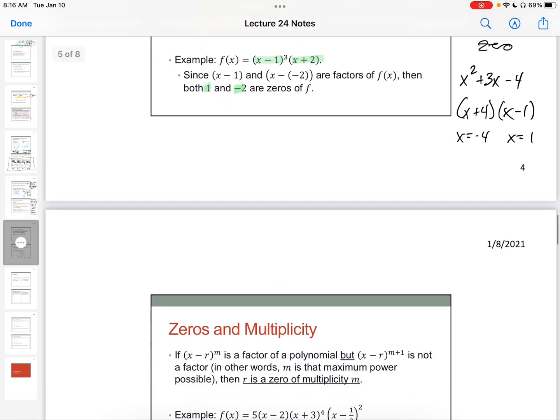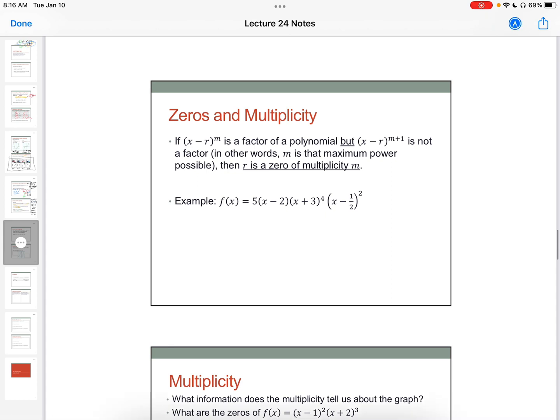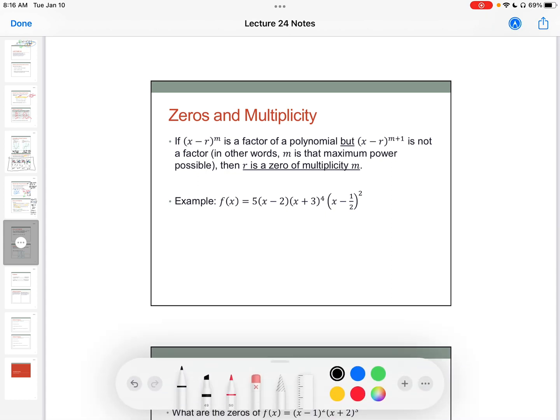Now, along with our zeros, we need to talk about multiplicity. Now, this is new. If x minus r to the m power is a factor, but x minus r to the m plus 1 power is not a factor, in other words, m is the maximum power possible, then r is a 0 of multiplicity m.